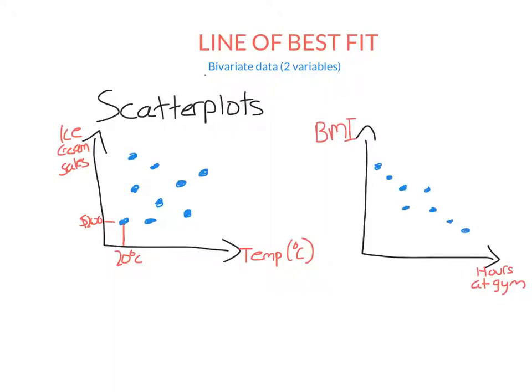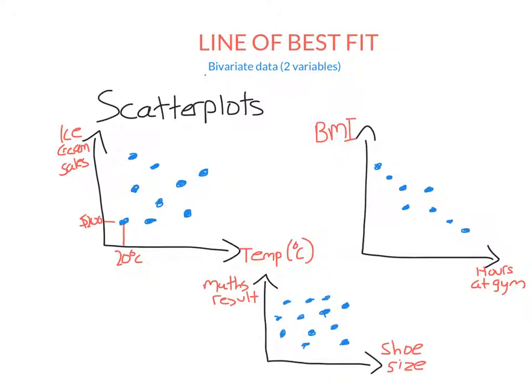So here I could have another scatter plot where the vertical axis is BMI, body mass index. If you don't know, a higher number indicates that you're more overweight. And along the x-axis, I have hours at the gym. So these are both numerical variables. If I ask you what's your BMI, you're going to give me a number. If I ask you how many hours do you spend a week at the gym, you're going to give me a number. So we've got two numerical variables, and each of these points in the scatter plots represents a different observation. I made a third scatter plot, this comparing shoe size and your maths result.